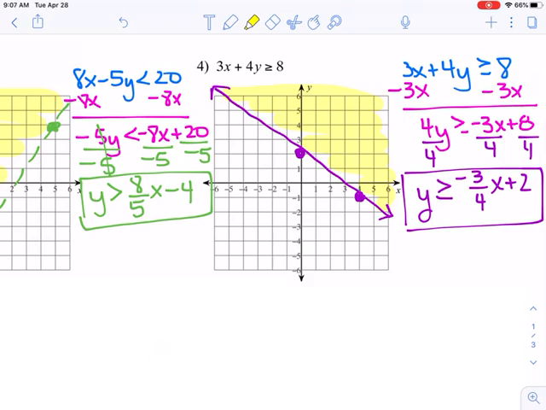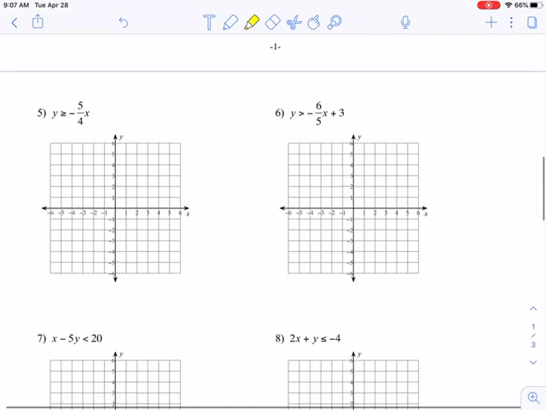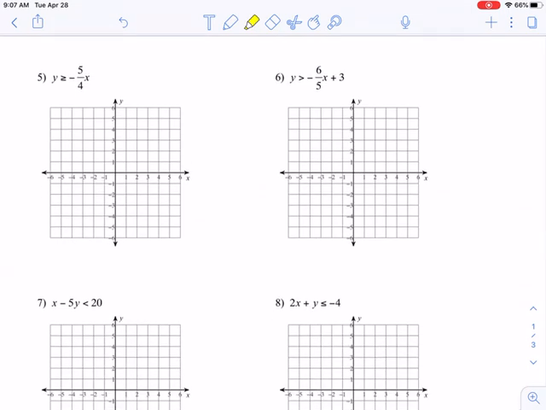Now if you look at the back side of your worksheet, notice that questions 5 and 6 are already in the correct format of y equals mx plus b. For number 5, your first point is going to be at the origin, and then you're going to travel down 5 and over 4. For number 6, your first point is going to be up 3 on the y-axis, and you want to put that negative up in the numerator for the slope, so you're going to travel down 6 and over 5.